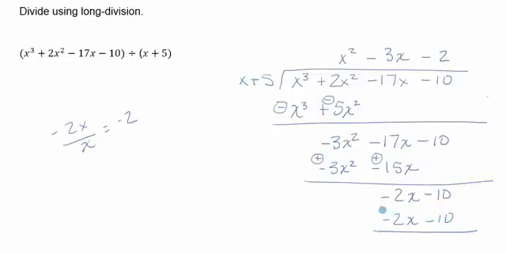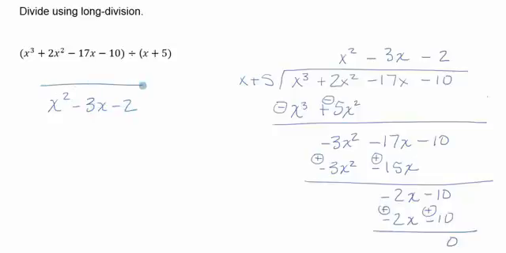We draw our line, change our signs, and then when we combine down, we get a remainder of 0. So our polynomial here divided by x plus 5 is going to be x squared minus 3x minus 2. Long process, and you have to be careful with signs and everything, but with practice you definitely get it.